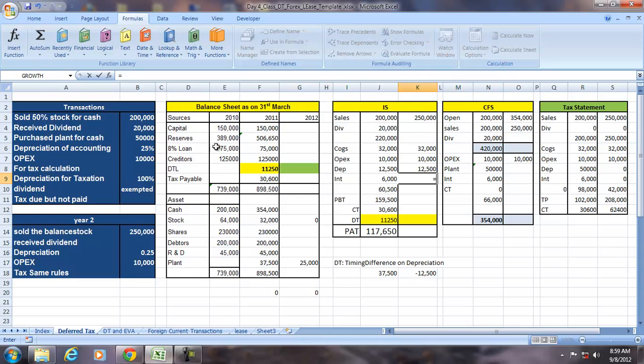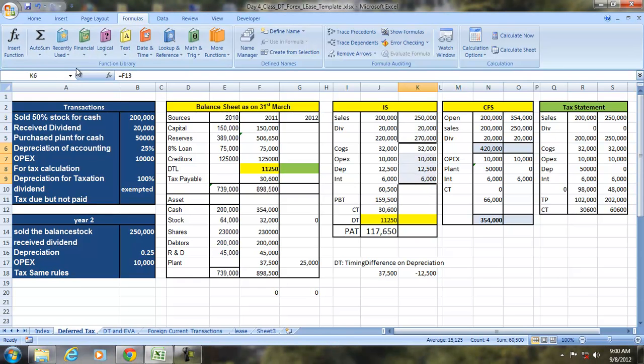The interest for the period has to be paid at 0.08, and let us assume that we pay the interest for the period. No purchase of the plant during the year. Also we have received during the period the dividend of 20,000, and dividend is also a cash inflow and an income. So the total income for the period is 270,000. Total expenses for the period are 60,500. So profit before tax is 209,500.